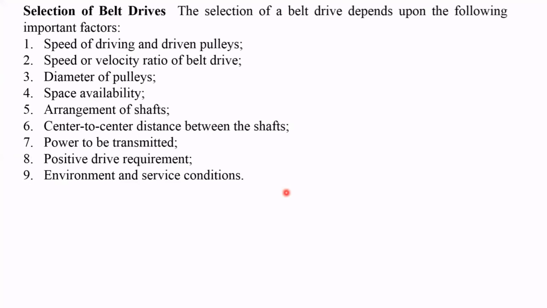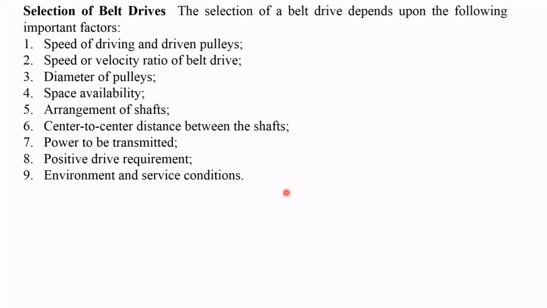And the selection of belt drives. Already I have given so many types of belt drives. Here we have some factors, based on those factors we are selecting the different belt drives. One is speed of the driving and driven pulleys. Based on the speed, we are selecting the belt drive. Based on the velocity ratio, the diameter of pulleys and the space availability, we are choosing the different types of belt drives.